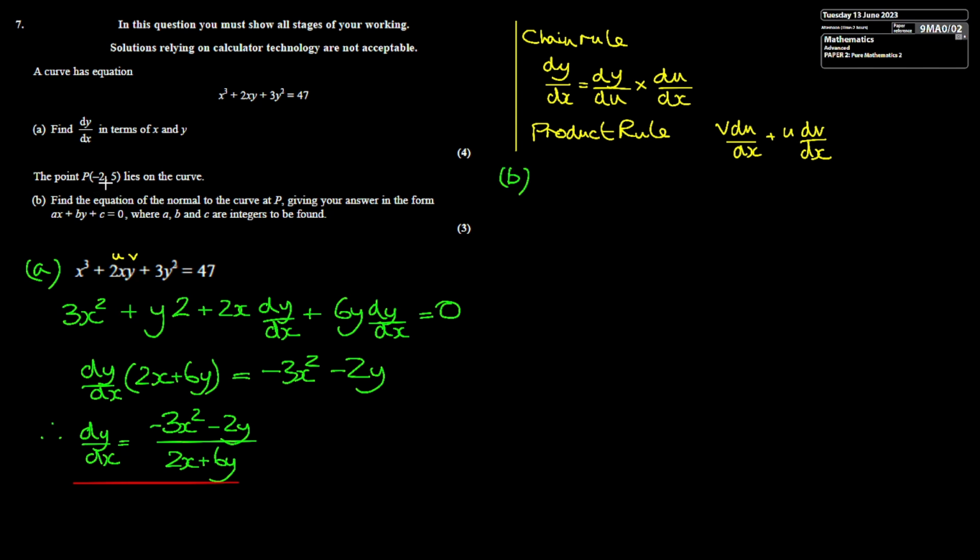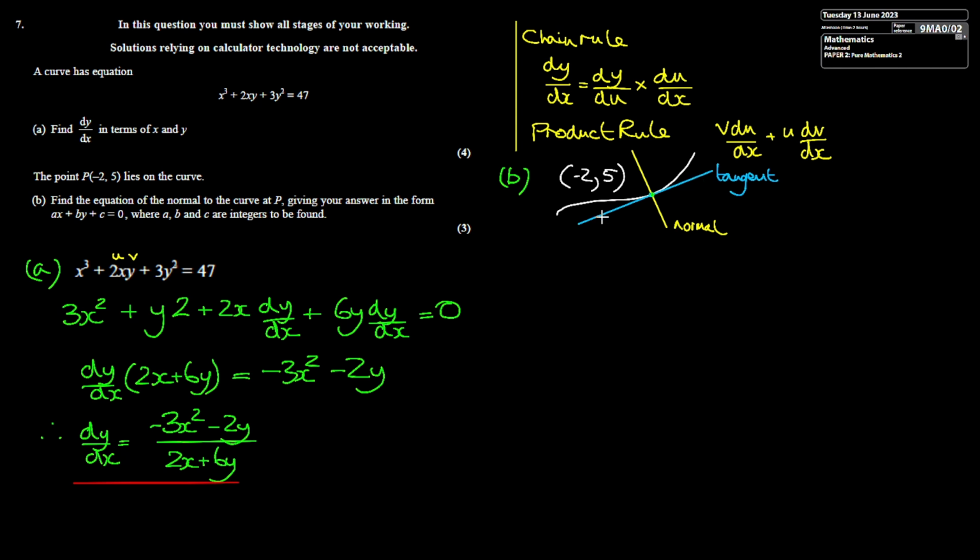So in part B, we're told that the point P, (-2, 5), lies on the curve, and we've been asked to find the equation of the normal to the curve at P. So finding the normal to any curve at a certain point involves finding the gradient of the tangent and converting that to a negative reciprocal to find the gradient of the normal, and then as the normal goes through that same point, we can substitute those points into the gradient equation and get an equation for that normal.